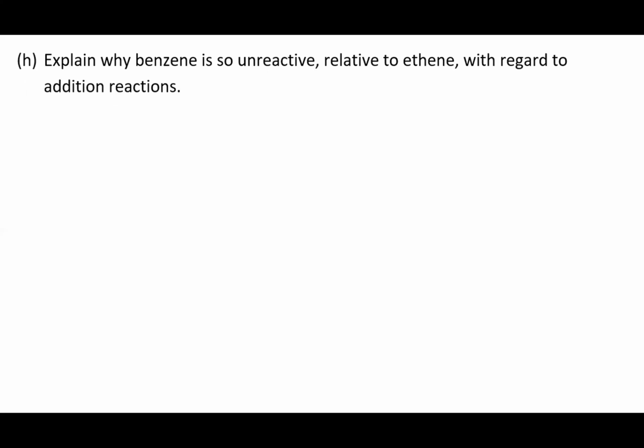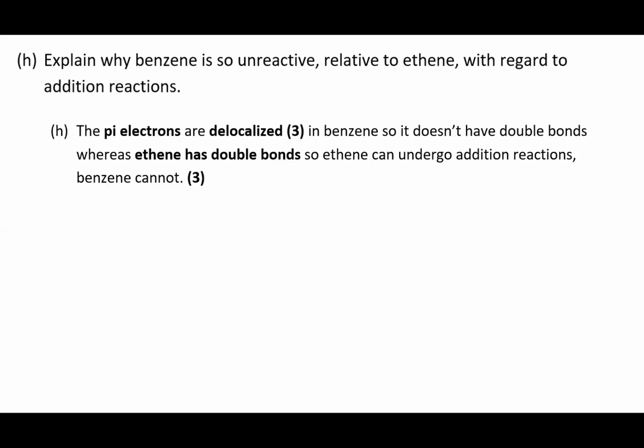Explain why benzene is so unreactive relative to ethene with regard to addition reactions. And this is because in benzene, the pi electrons are delocalized. So it doesn't have double bonds, whereas ethene has double bonds. So just talking about pi electrons being delocalized gets you 3 marks, and saying that ethene then has double bonds will get you the next 3 marks. Because addition reactions need double bonds, or are reactions that take place over double bonds.